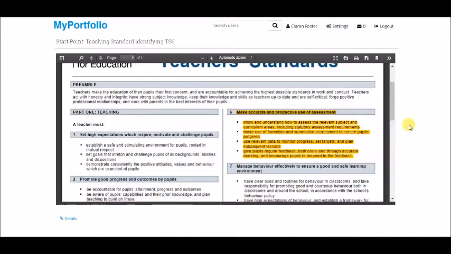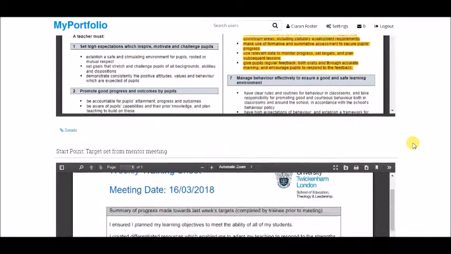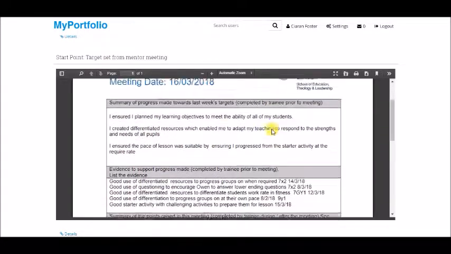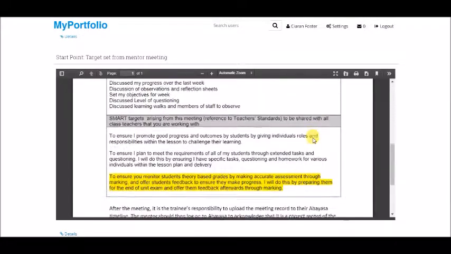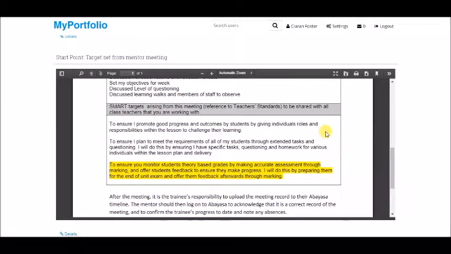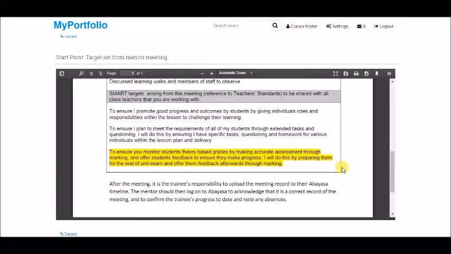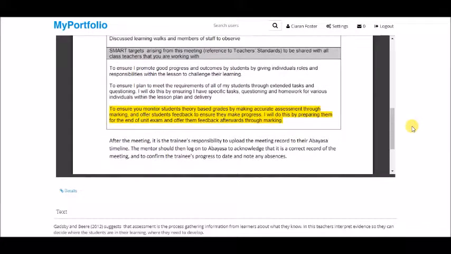Just a few things to point out before we go on, which I'll look to discuss throughout this. Looking at a target set in one of my mentor meetings, it was assessment week coming up, and I had a Year 7 few lessons where they had to prepare for their theory exam and I had to offer them feedback. So the target we set for this week was to ensure you monitor students' theory-based grades by marking accurate assessments and offer student feedback to ensure they make progress. I would do this by preparing them for the end of unit exam and offering them feedback afterwards through the marking.